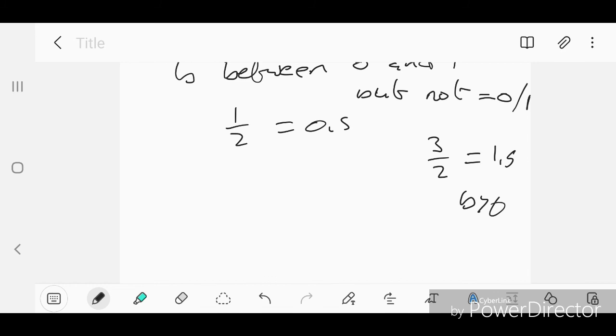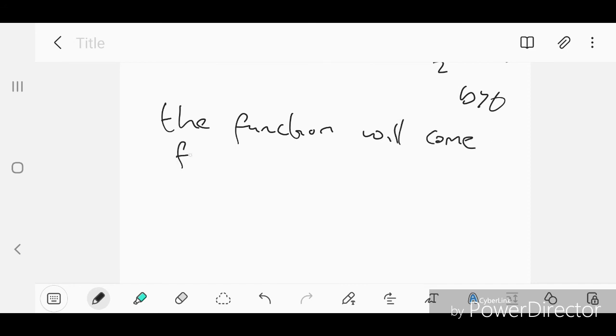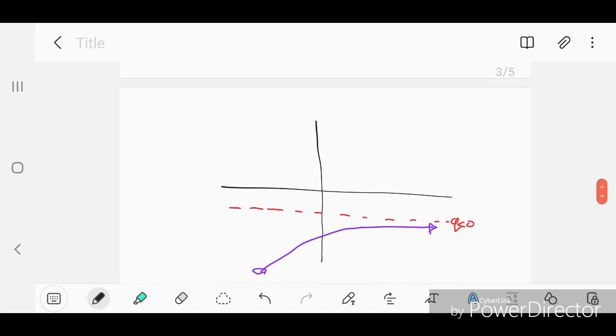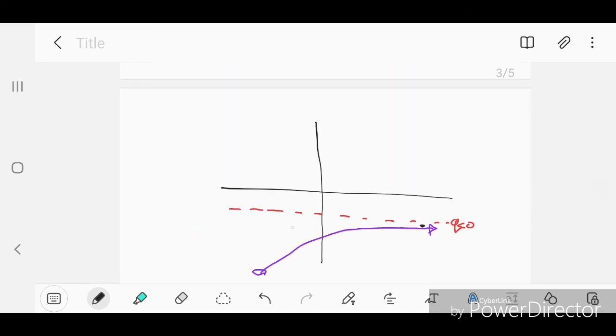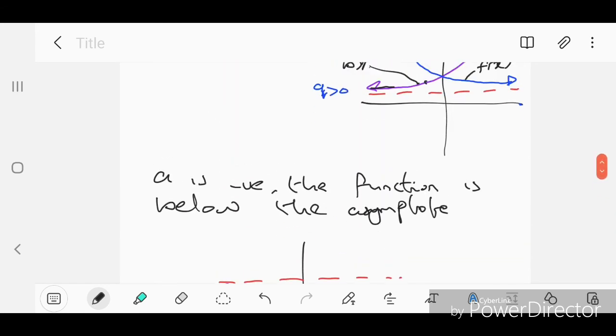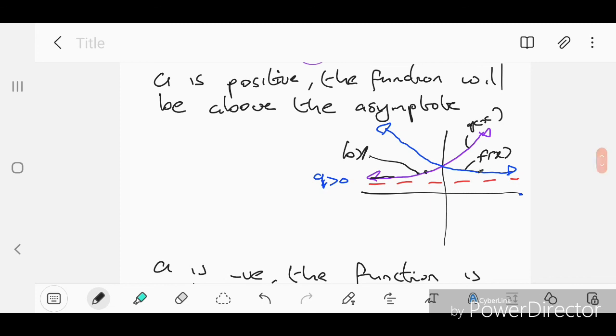And now, if that is the case, then the function will come from the right. That means this type of function. You can see this one is coming from the right to the left. It's coming from that direction to this direction. So here, b is greater than 0, but it's less than 1. Even this blue one here, b is greater than 0, less than 1.